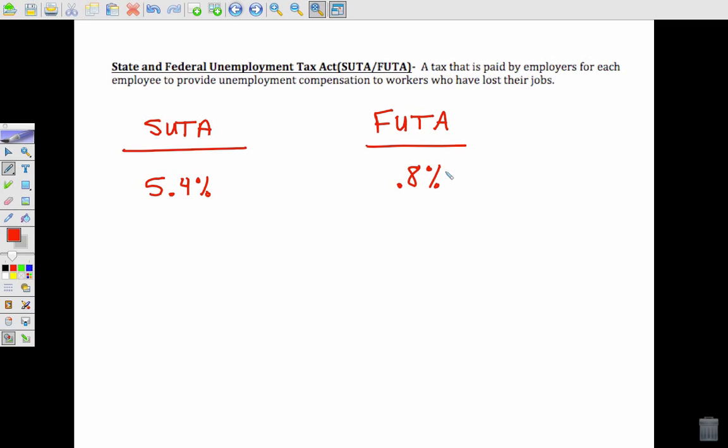Sometimes if you have great employment records, you can get tax breaks, and having great records can lower the rate that you would have to pay. That's just on an individual basis.